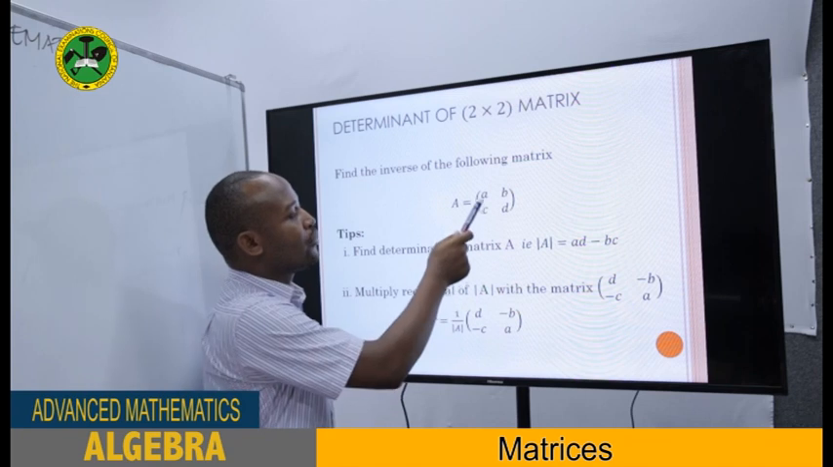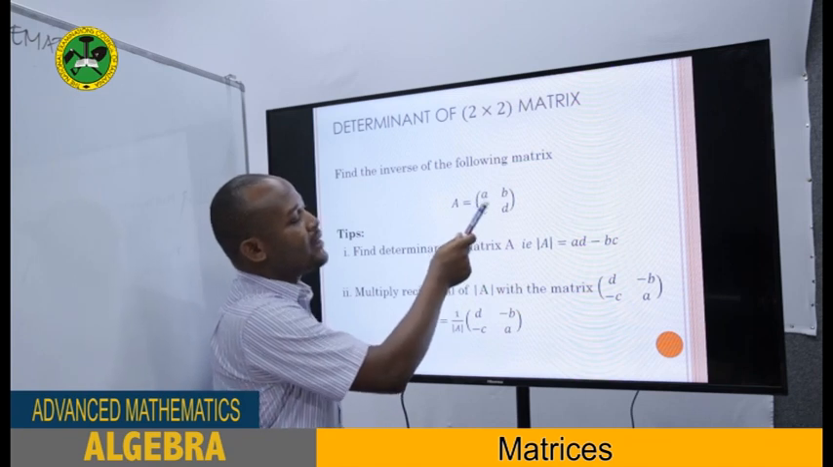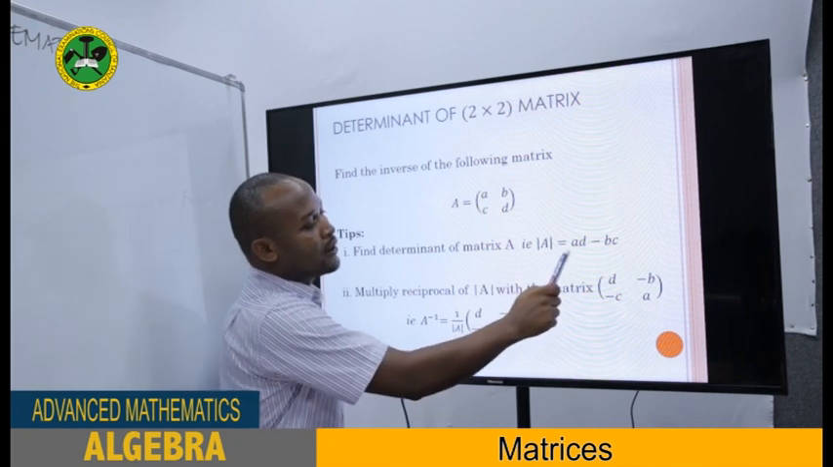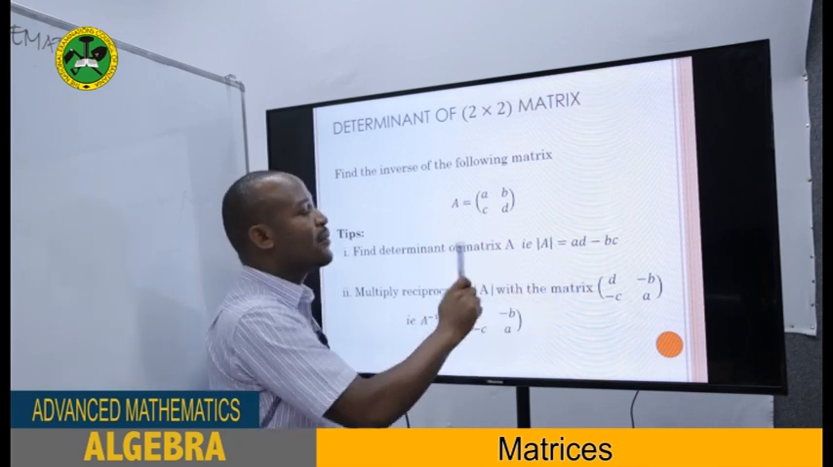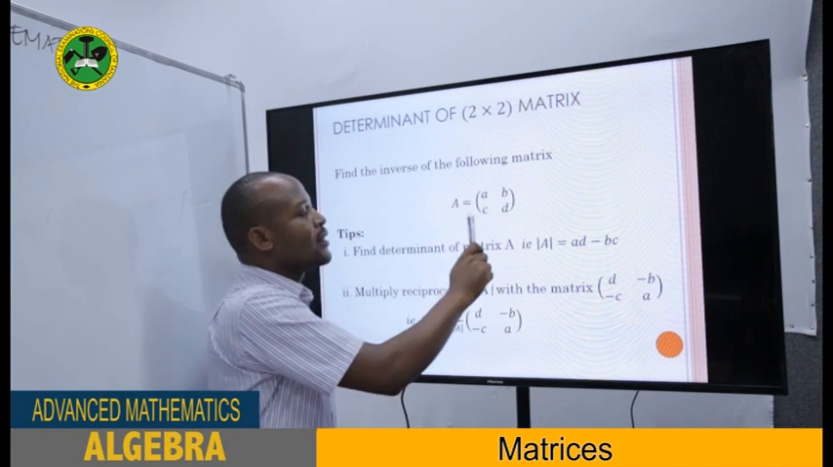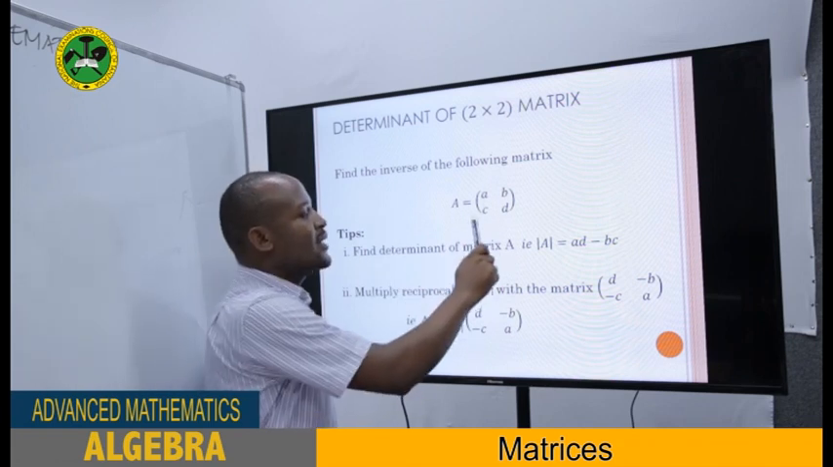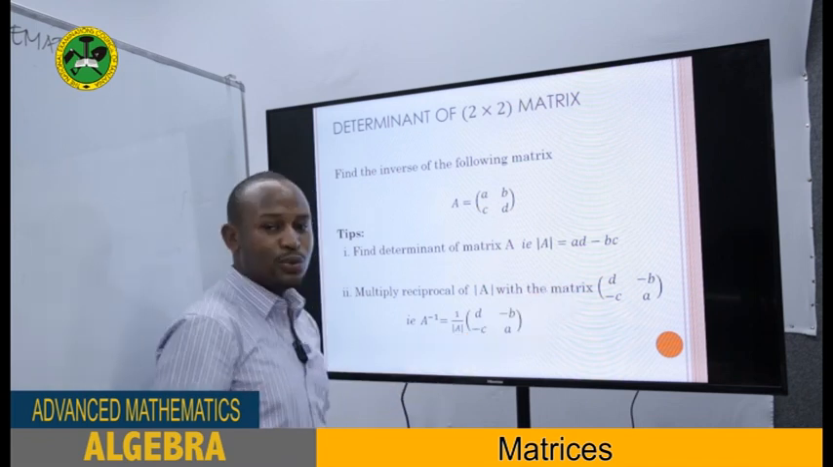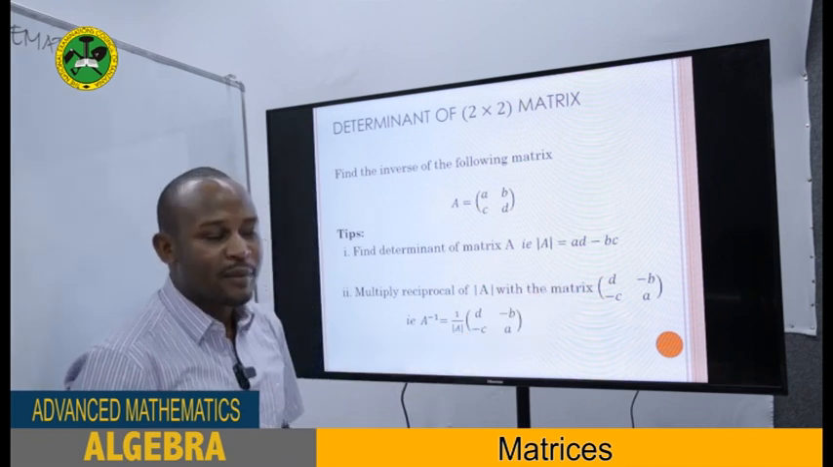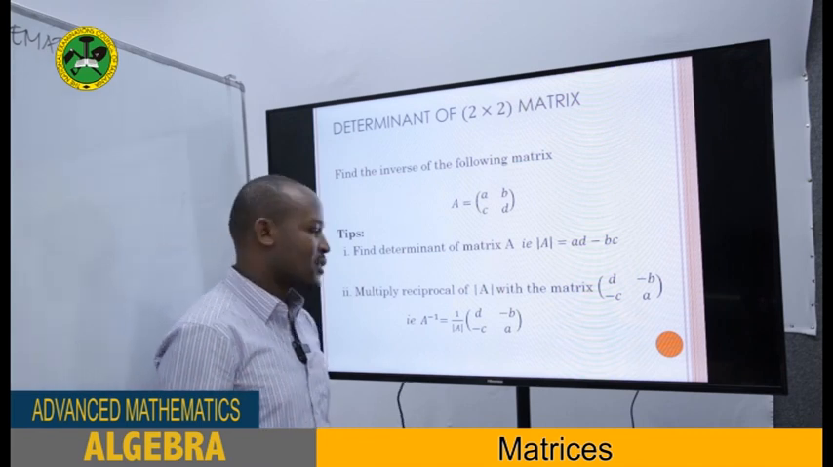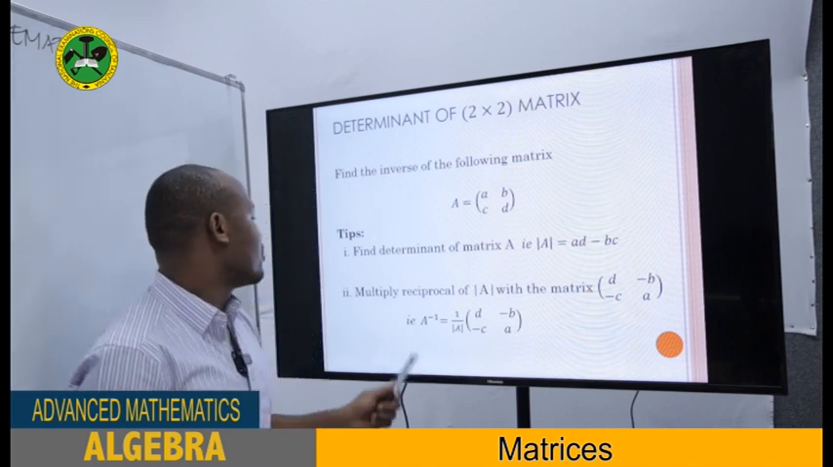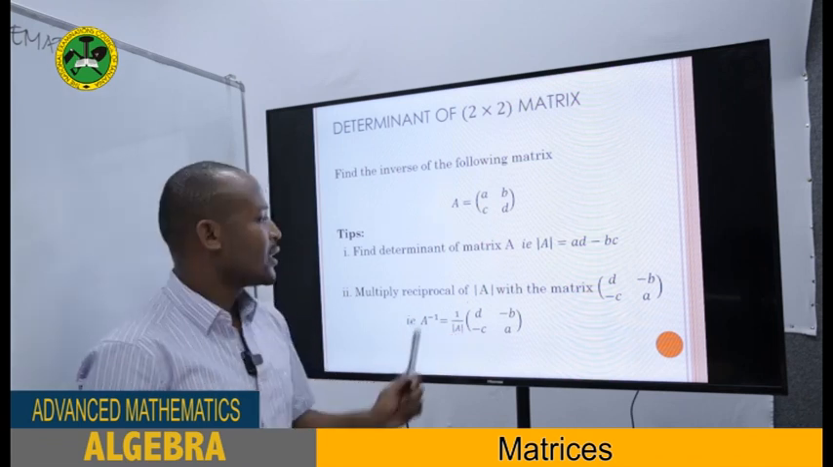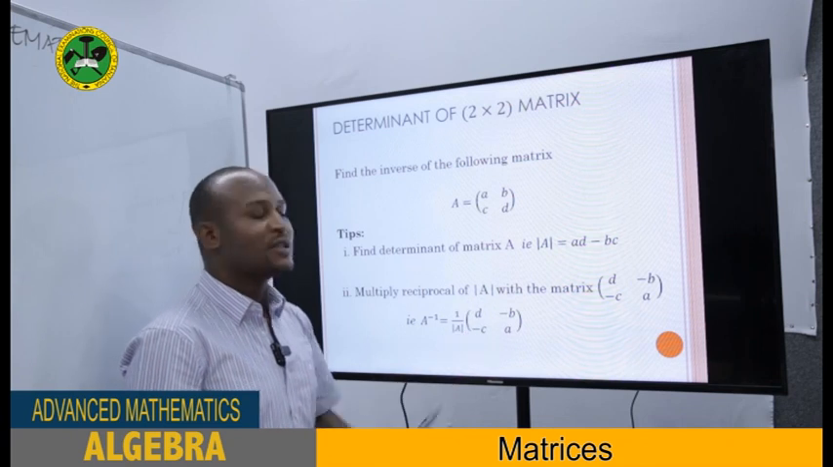That means the product of the elements in the positions where a and d are, and then you will subtract the product of the elements that are found in the other diagonal, that is to say b and c. That means you must have the difference of those two, which is called the determinant of a 2 by 2 matrix. And then to have the inverse, you must do the following: multiply by the reciprocal of the determinant. The determinant you obtain there, you have to reciprocate it.